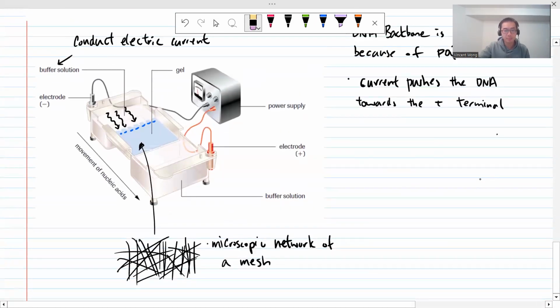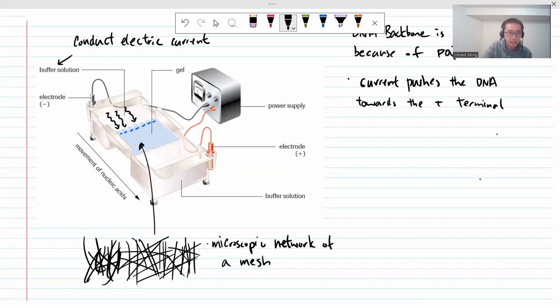So the current is pushing the DNA through the gel, through this mesh. Let's just say this is the beginning. This is where the negative is, and this is where the positive is. And then I have DNA that is really long, and I have DNA that is short. If it's really short, the current is going to push it, and it's going to be able to weave itself through this network really easily. Whereas if it's really long, it's still going to go, but it gets tangled up easily, and then it will just stop moving altogether. It's going to take a very long time to pass through.